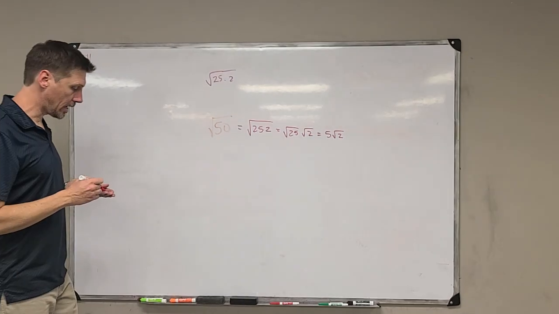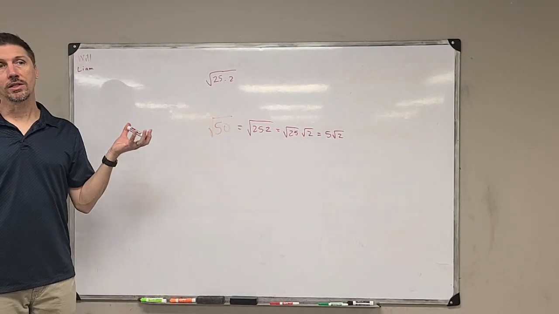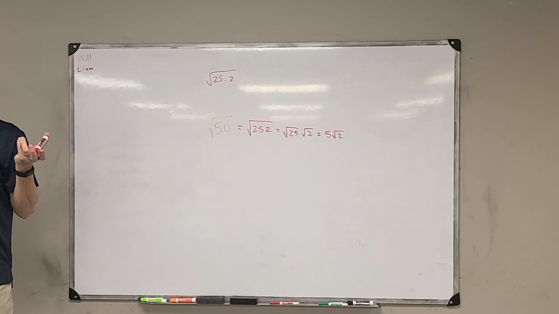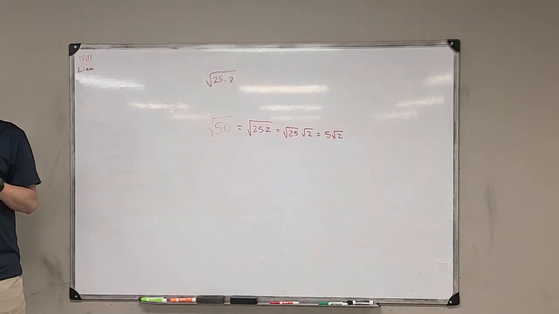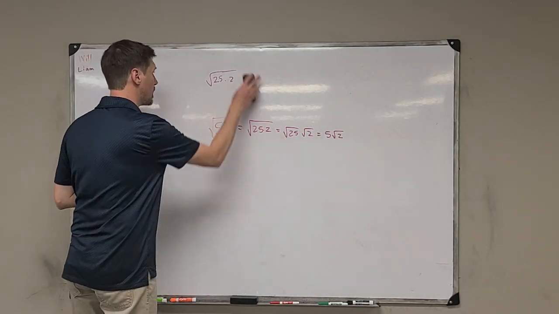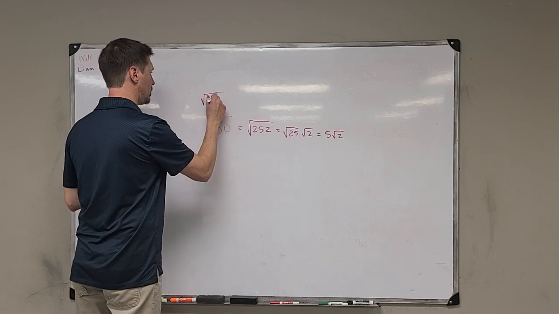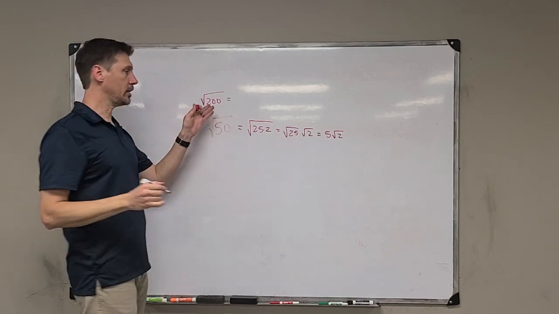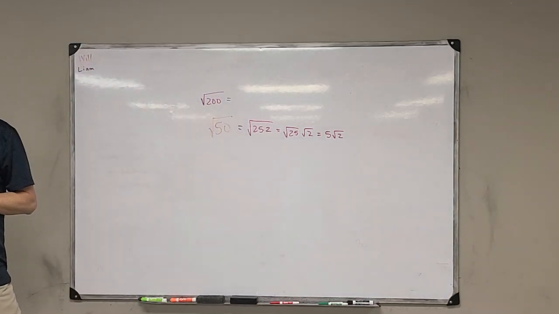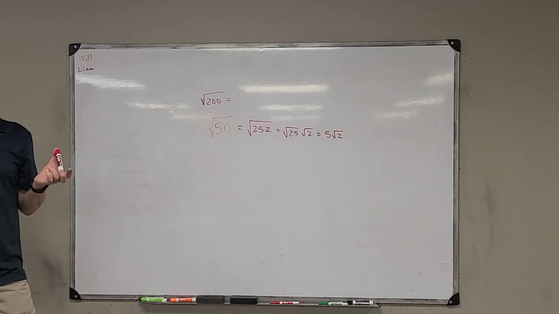So what this allows us to do is split up our numbers into other numbers that are perfect squares, and then we can easily take the square root of that. So another example would be the square root of 200. Now is there a number that's a perfect square that's a factor of 200? What do I mean by perfect square?